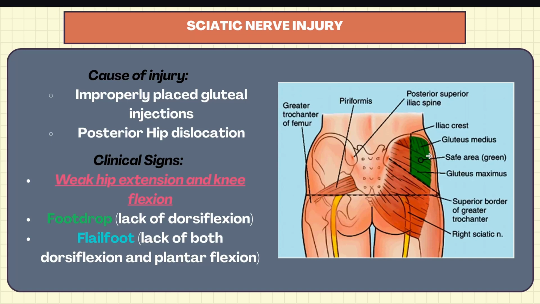Now, the clinical signs of this sciatic nerve injury are going to be weak hip extension and knee flexion. Another sign you can see in this patient is foot drop. Foot drop means you're going to have a lack of dorsiflexion, and flail foot is a lack of both dorsiflexion and plantar flexion. You need to know the difference between them. Foot drop is a lack of dorsiflexion. Flail foot is a lack of both dorsiflexion and plantar flexion.